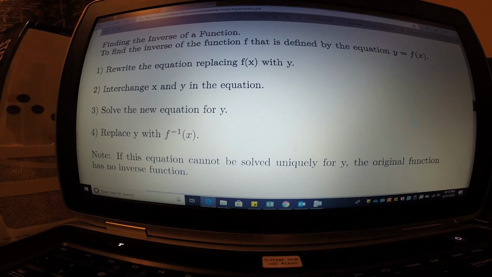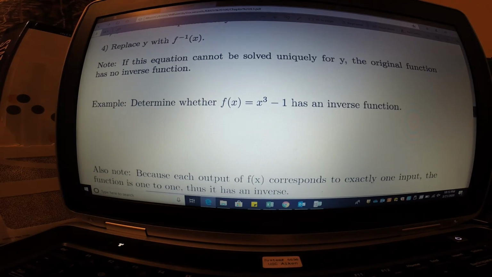Alright, the next thing we're going to do is find the inverse of a function. So we're going to give you a function and you're going to find the inverse of it. We've got a 4-step program for doing so. It says define the inverse of function f that is defined by the equation y equals f of x. First, we're going to rewrite the equation replacing f of x with y. Second, we're going to interchange x and y in the equation. Third, we're going to solve the new equation for y. Fourth, we're going to replace y with f inverse of x.